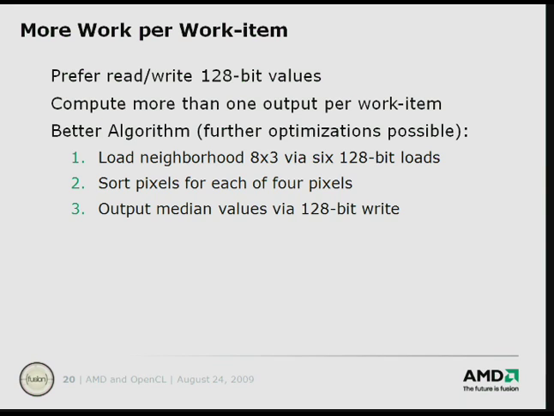So what you want to do to optimize this thing is, well, you want to try to switch to reading 128-bit values. You want to compute more things. So instead of doing 1 output, let's do 4 outputs. And so a better algorithm for this is to load a bigger block of things. So let's load an 8x3 block via 6 128-bit loads, sort the pixels for each of those groups, and then output 4 median values via a single 128-bit write.